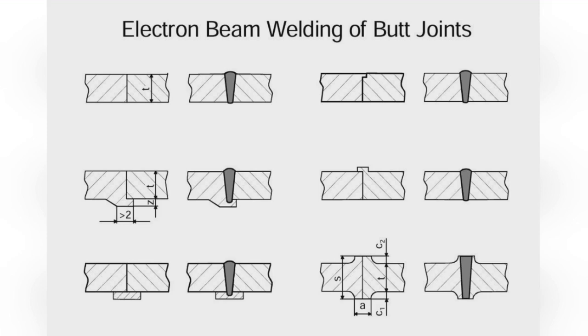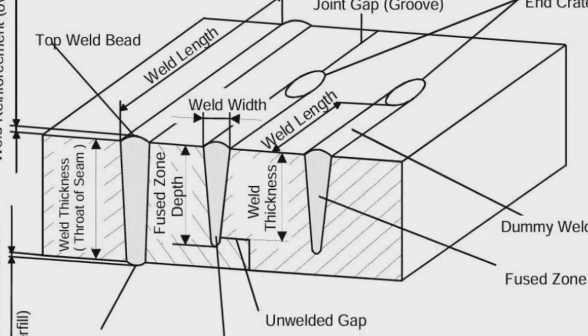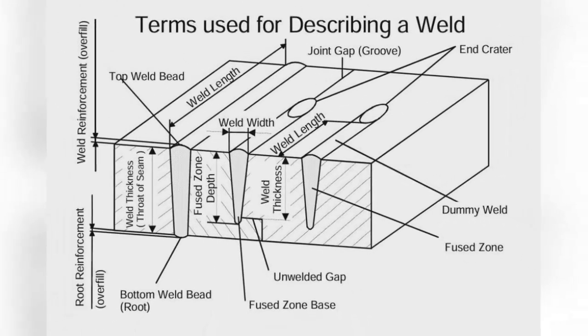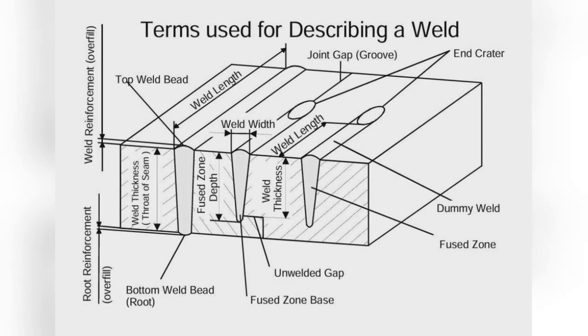Joints made by the electron beam welding process are characteristically extremely narrow and deep. The ratio of weld thickness, throat of seam, to weld width lies between 5:1 to 25:1. Thus, it is possible to weld even thick sheets with a square butt joint with the electron beam welding process, where the other welding processes would require large V angles and filler metal. The figure shows terms used for describing a weld.